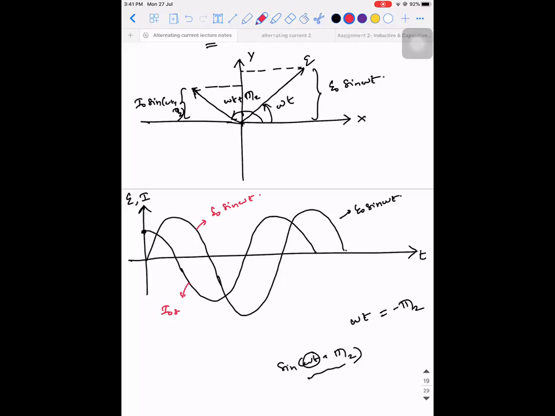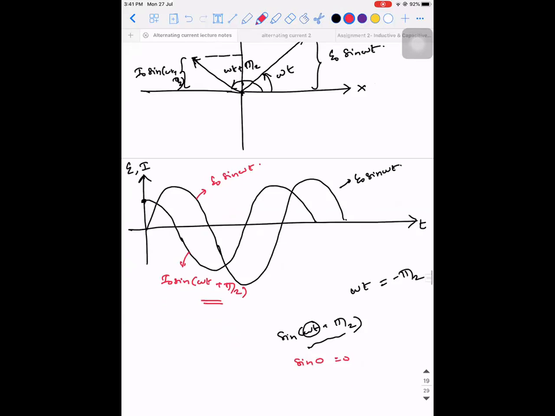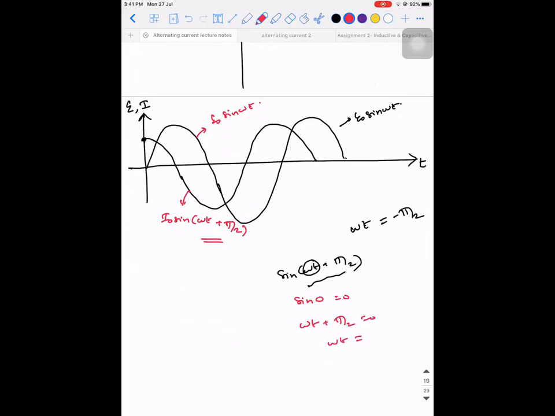This is I naught sine of omega t plus pi by 2. Sir, can you repeat it? How does the graph look? Where will sine be 0? Omega t should be equal to minus pi by 2, and minus pi by 2 is this side. So the graph will start from here. The same sine graph is shifted to the left by pi by 2. That is the meaning. One common mistake is that for omega t plus pi by 2, they shift it to the right.